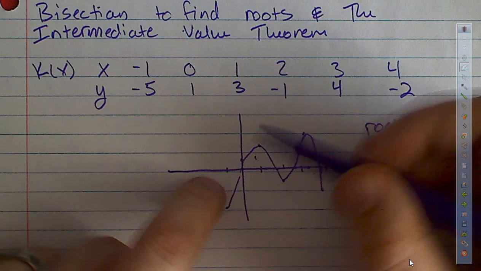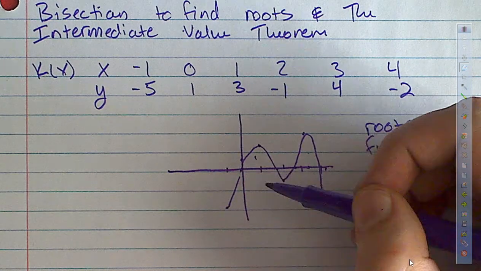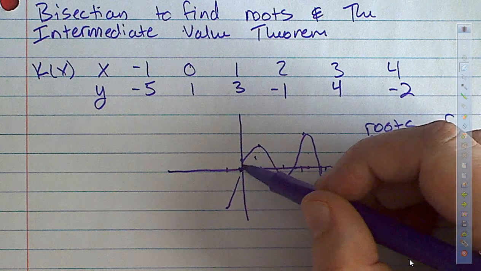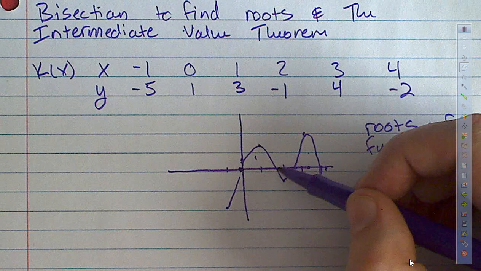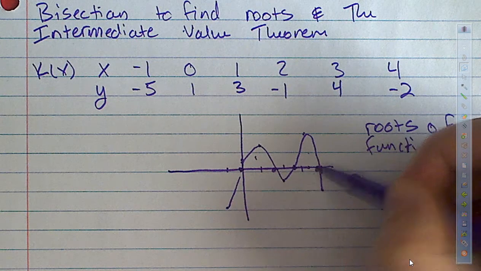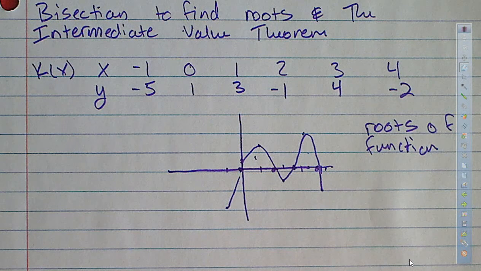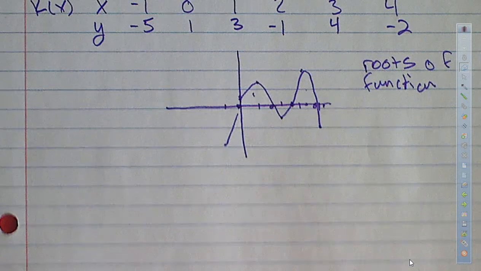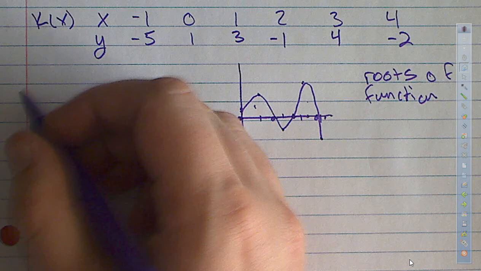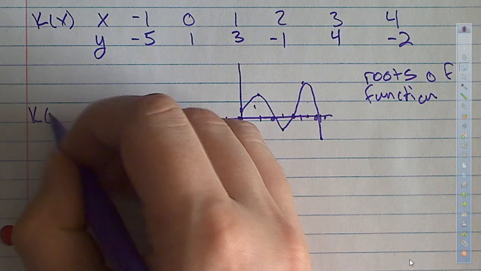So a root happens whenever the function crosses the x-axis. We don't care about it crossing the y-axis, it's the x-axis. So there should be a root somewhere in between negative 1 and 0, somewhere in between 1 and 2, somewhere in between 2 and 3, and another one in between 3 and 4. So there are at least 4 roots. There could be more, but there's at least 4. You guys with me on this so far? Okay, I see one head nod. Great, thank you.